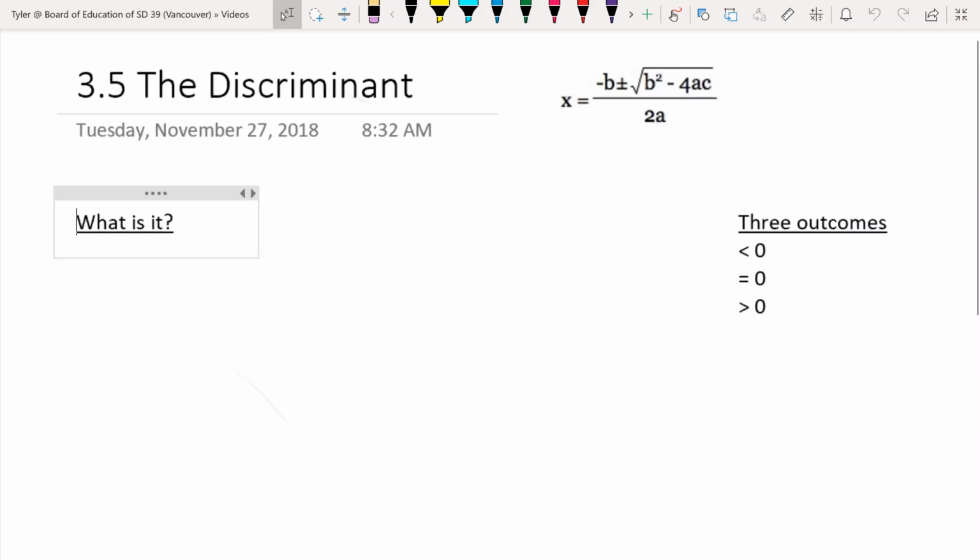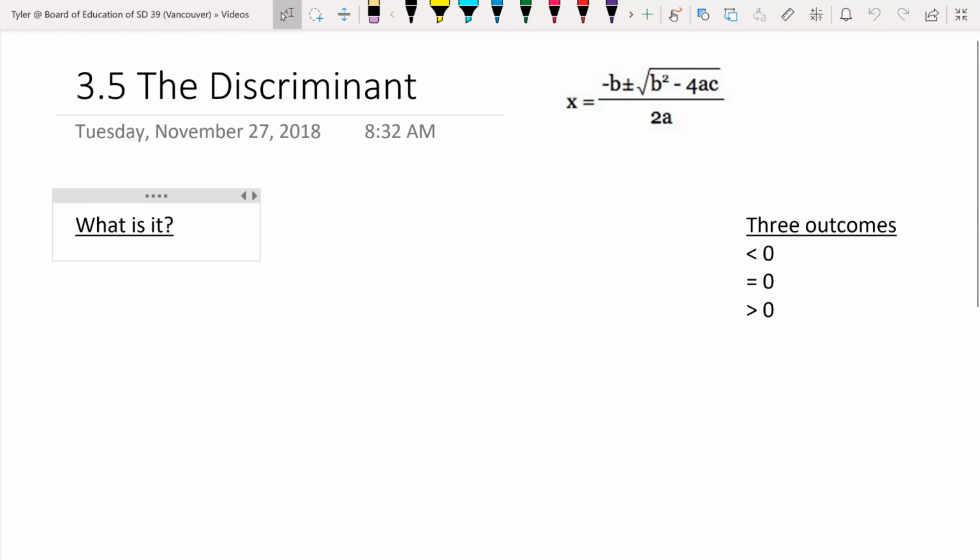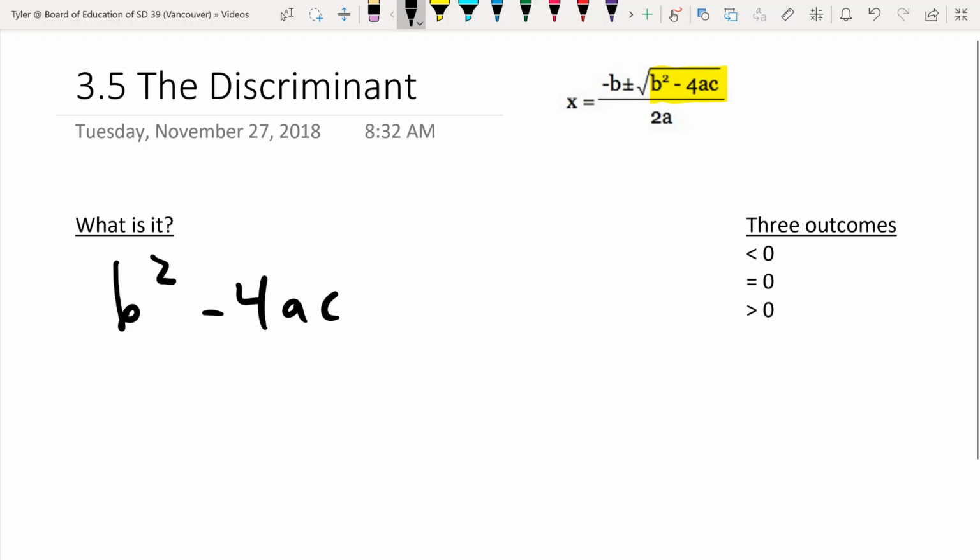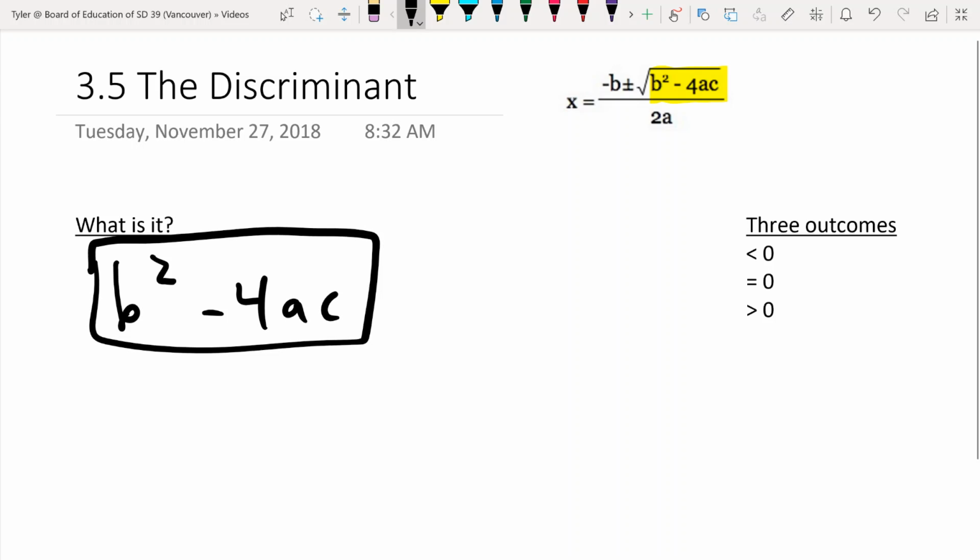All right, 3.5, the discriminant. What is it? When we're dealing with the quadratic formula, which we talked about in the last video, the discriminant is a part of that formula. It is the part that's under the radical sign, specifically b squared minus 4ac. This is a powerful piece of information because it can give you an answer without having to do much work.